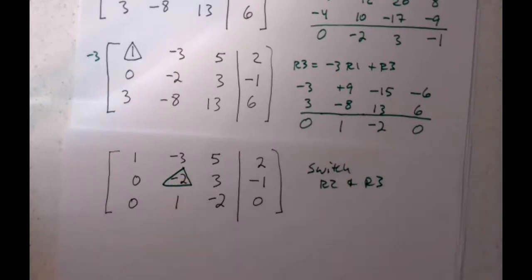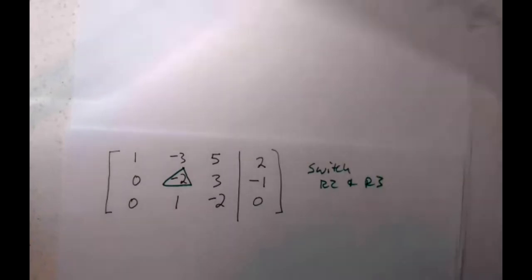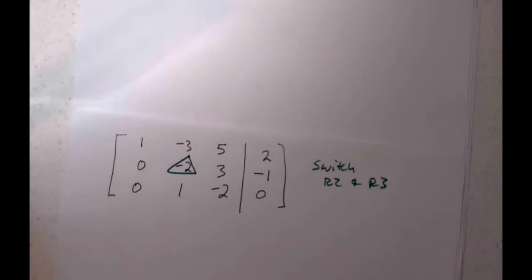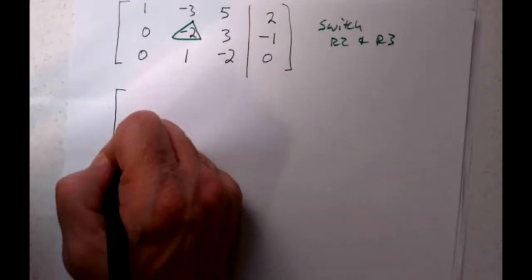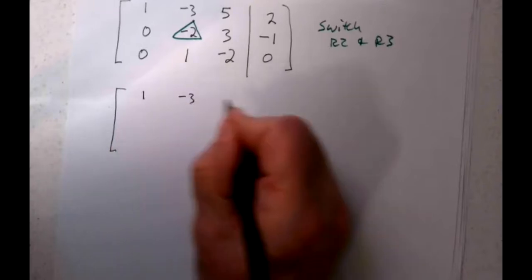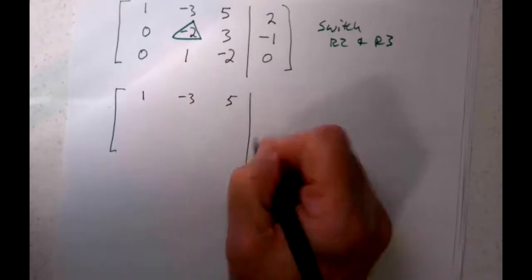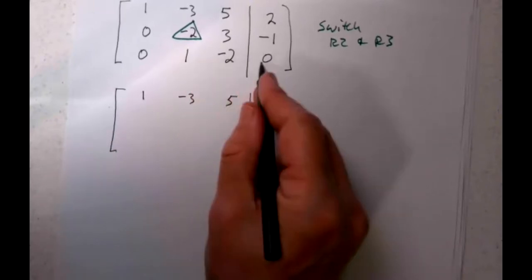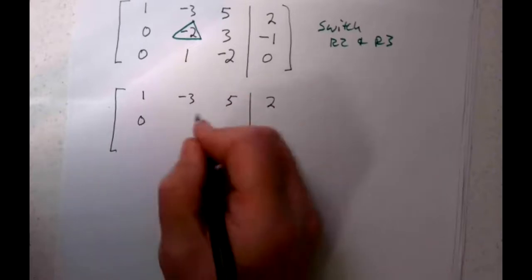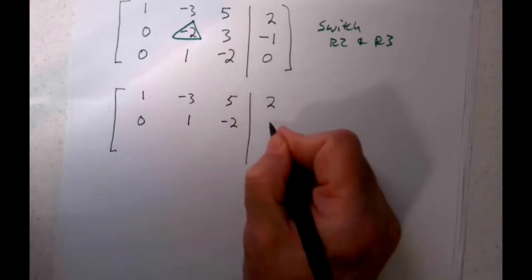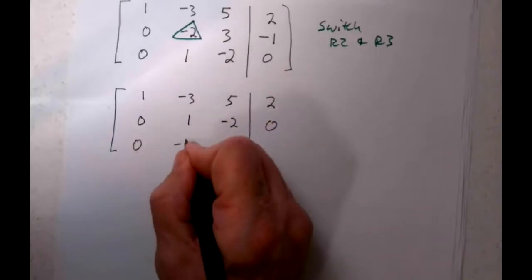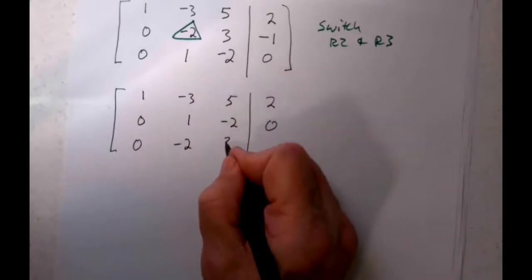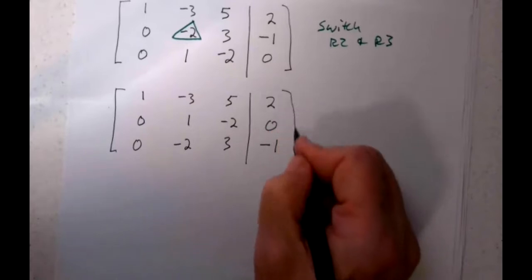That puts the 1 in the middle position, and that will enable me to pivot. So if I switch row 2 and row 3, this becomes my next result. Row 1 stays the same: 1, negative 3, 5, 2. What was row 3 is now row 2: 0, 1, negative 2, 0. And row 3 is now 0, negative 2, 3, negative 1.